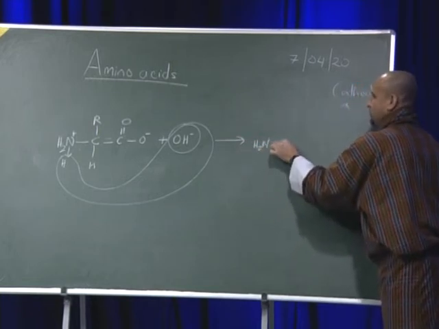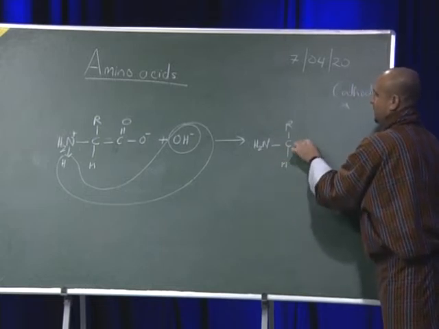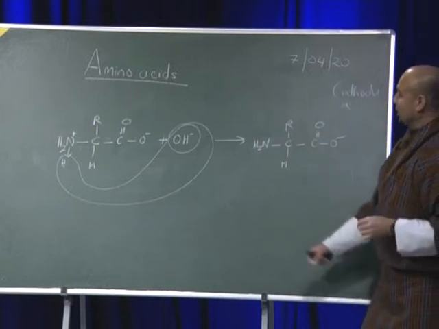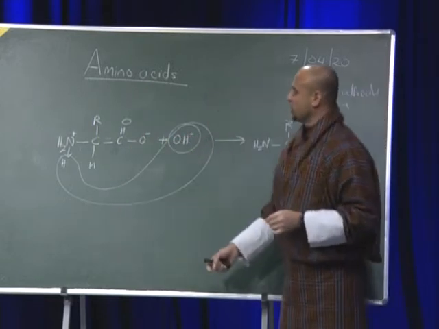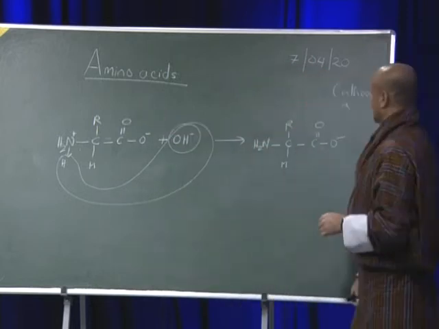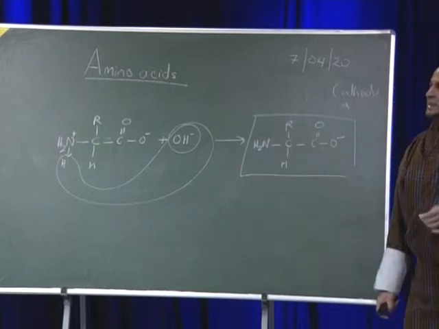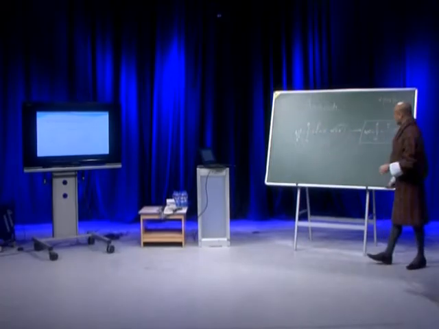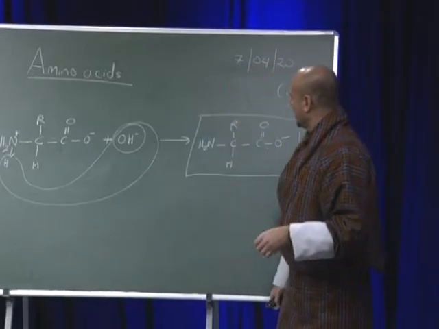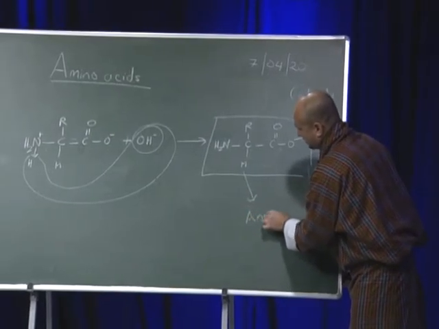NH2, C, R, H, now C double bond O, O minus. Now you can see it has both the charges, positive as well as negative. Now the negative charge cancels that positive charge. As a result, overall, this new structure will behave as a negatively charged ion. Hence, if you put it in an electrolytic solution which has 2 electrodes, then this will migrate towards the anode.